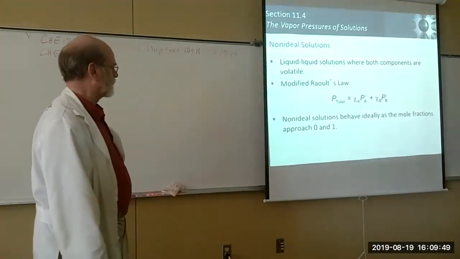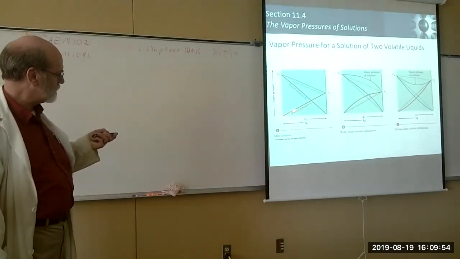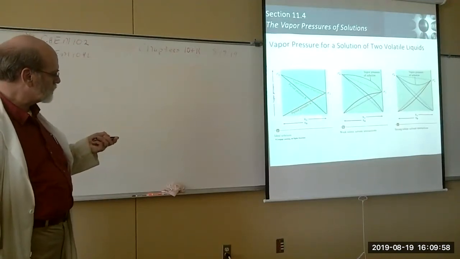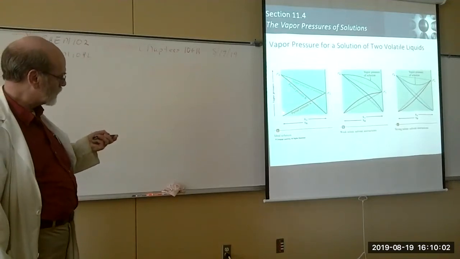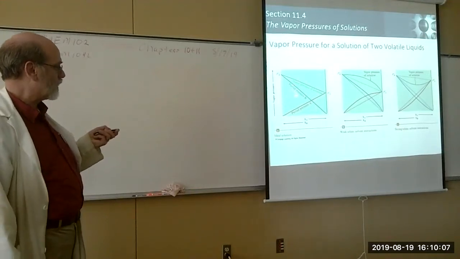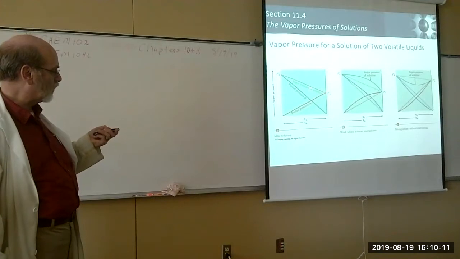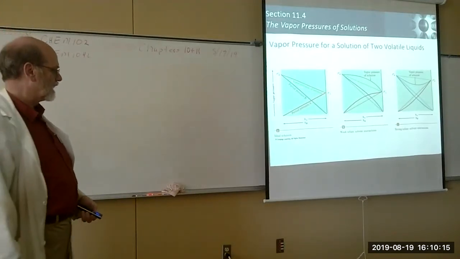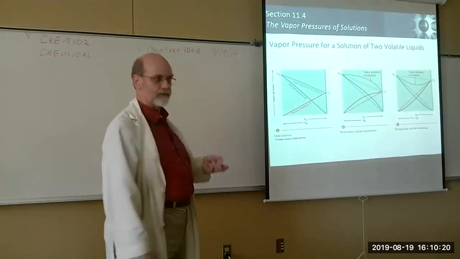And here's what it looks like. Here's the partial pressure of A as its fraction increases. And here's the pressure of B going the other direction as its fraction increases. So as A increases, B decreases. And the vapor pressure of the solution is connecting the pure B to the pure A point here. That's an ideal solution in which there's no interaction between B and A.